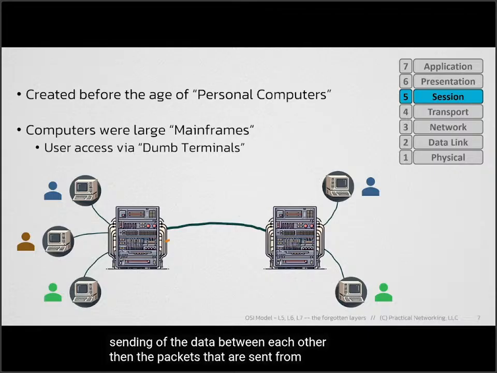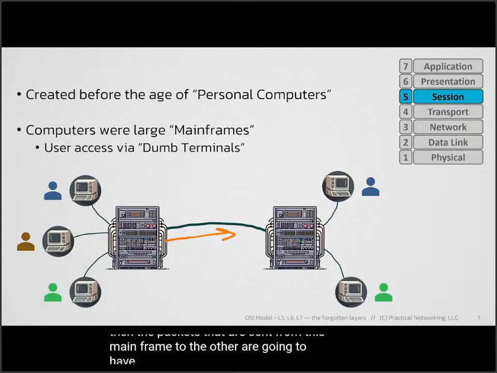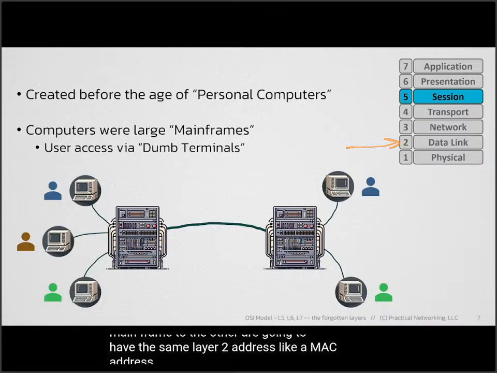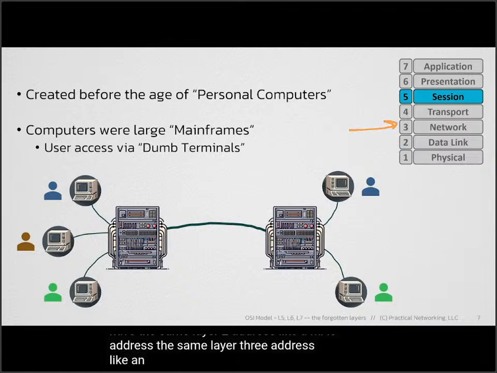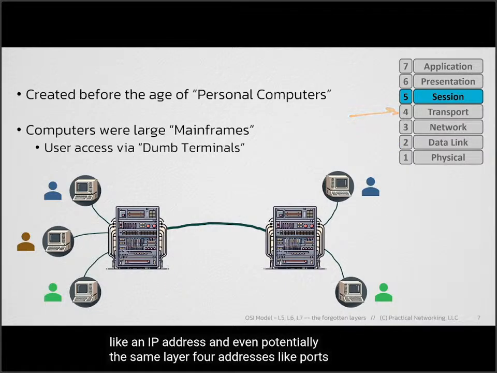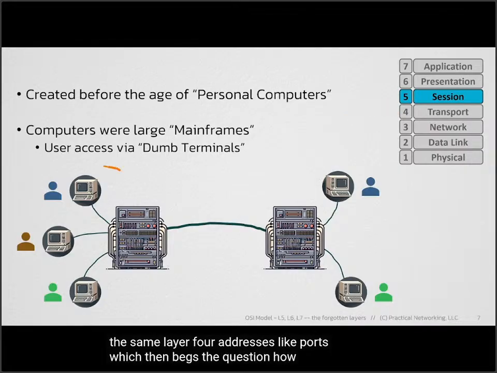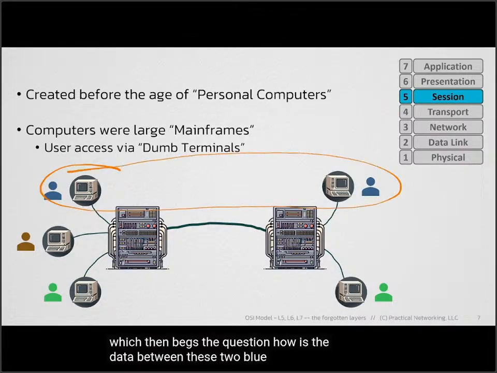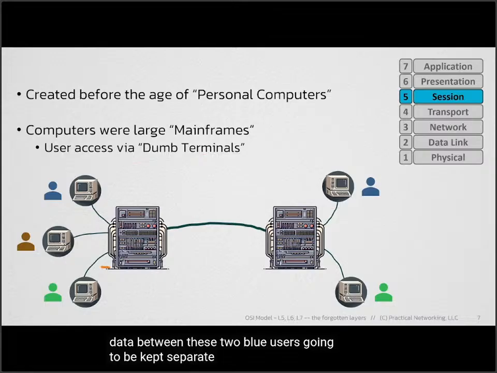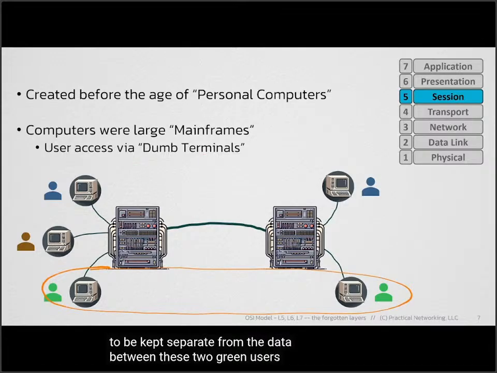packets that are sent from this mainframe to the other are going to have the same layer 2 address, like a MAC address, the same layer 3 address, like an IP address, and even potentially the same layer 4 addresses, like ports. Which then begs the question, how is the data between these 2 blue users going to be kept separate from the data between these 2 green users?